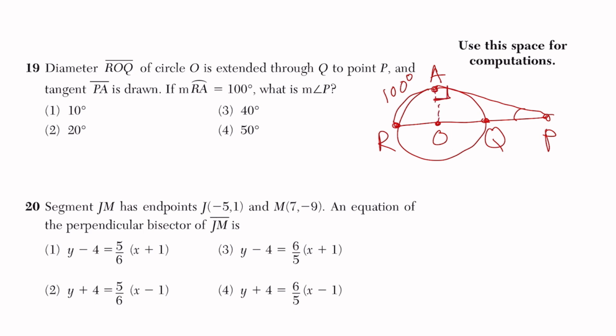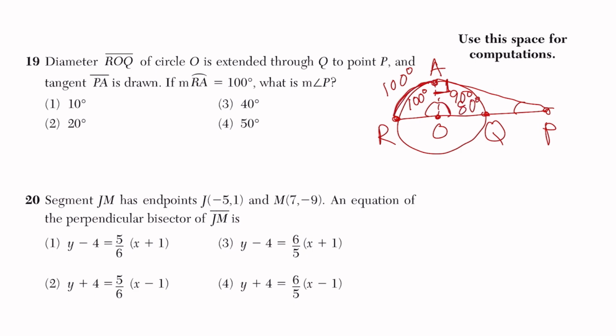This angle right here is a right angle because it's where a tangent and the radius meet. This is 90 degrees. Right here is going to be 100 degrees because this is a central angle, and the central angle is equal to the arc that it intercepts. This also means that this is going to be 80 degrees, since these two are supplementary angles. So we have the two angles 90 and 80 here, right? So that makes this angle right here 10 degrees, since we know that all three angles in a triangle have to add up to 180 degrees.